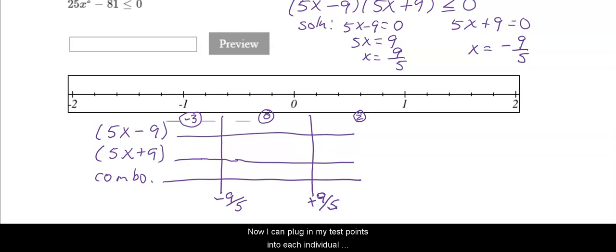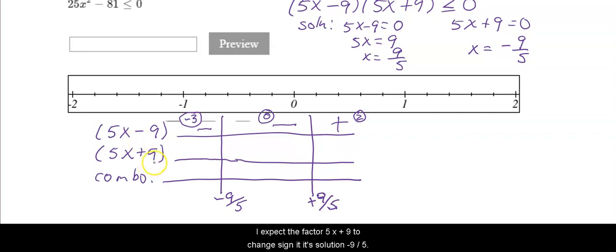Now I can plug in my test points into each individual factor to check their sign. 5 times negative 3 is negative 15 minus 9 is still negative. 0 times 5 is 0 minus 9 is still negative. 2 times 5 is 10. 10 minus 9 is positive 1. It did what I expected and changed signs at its solution, positive 9/5.